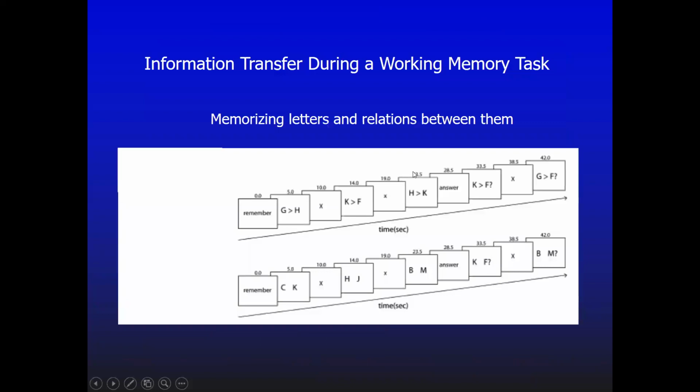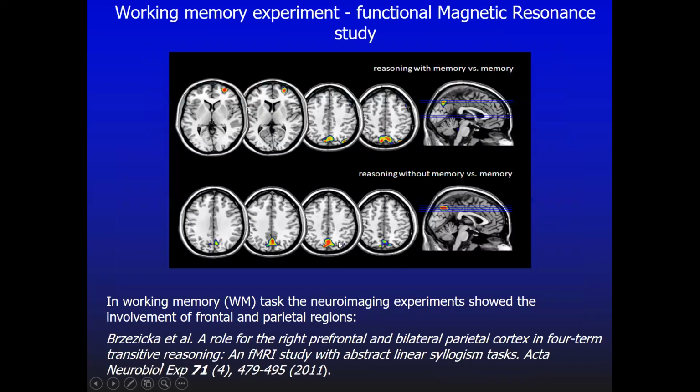Okay. Now another experiment. It is information transfer during a working memory task. In this case, the task consisted of memorizing letters and relations between them. And here are the results of fMRI experiments. So in fMRI, we have just certain places, certain structures, certain pixels which are activated. And in this case, it's in the front of the head and in the back of the head.